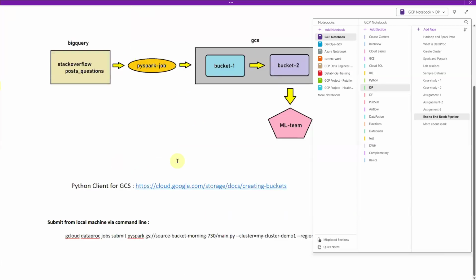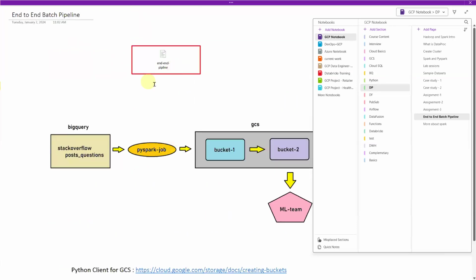I have told you here, that is where it is: end-to-end batch pipeline. So the code, don't worry about the code, sir. Everything is there in the notes. Once you enroll for the course, I'll provide you access to everything here. You have everything here. Okay.